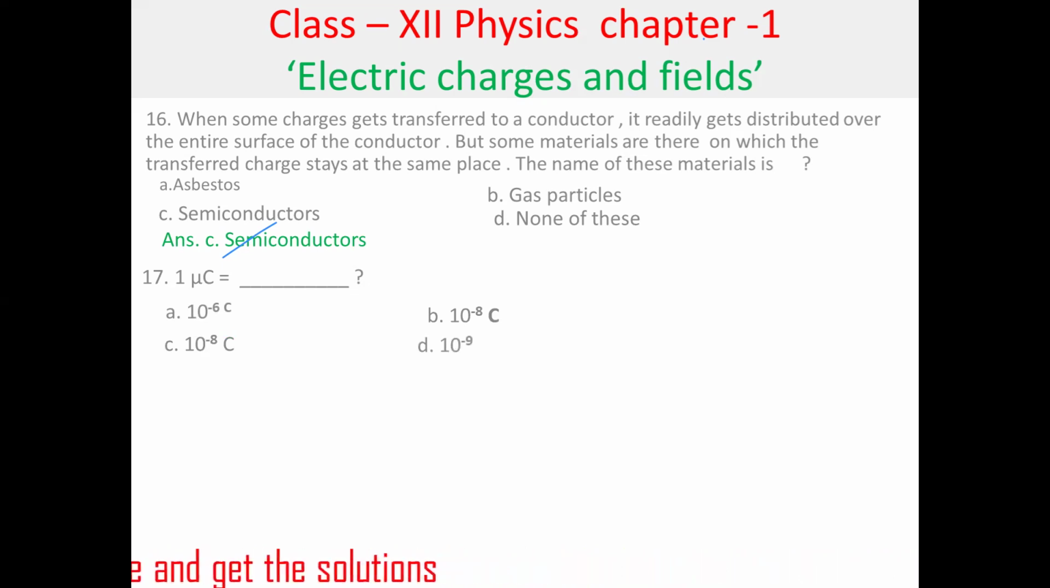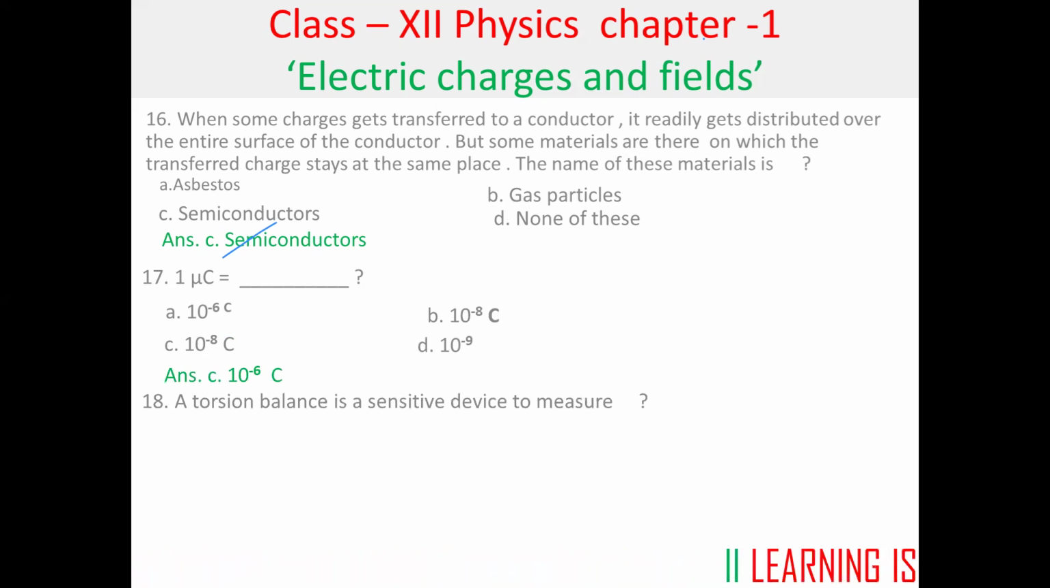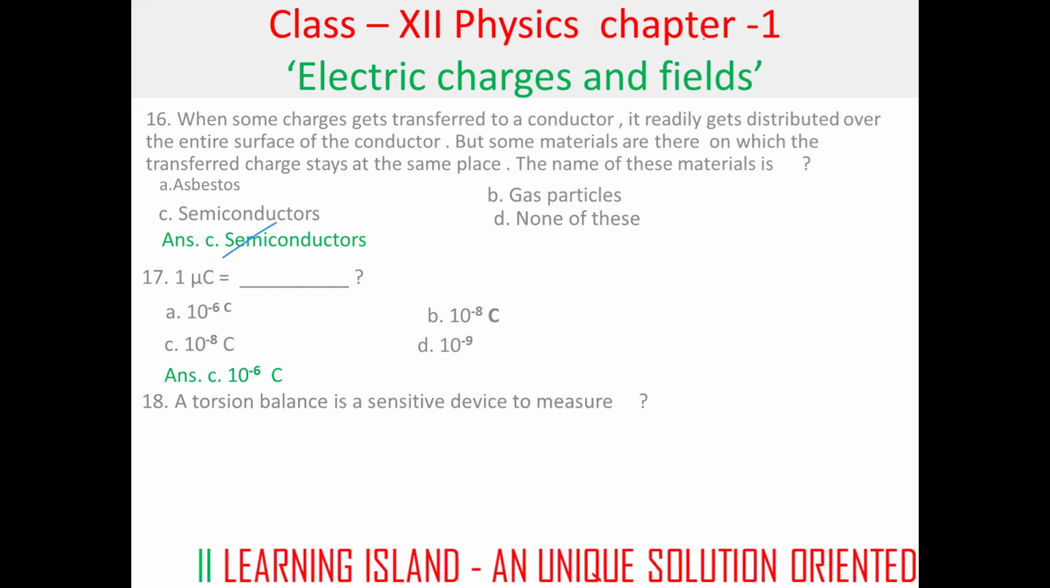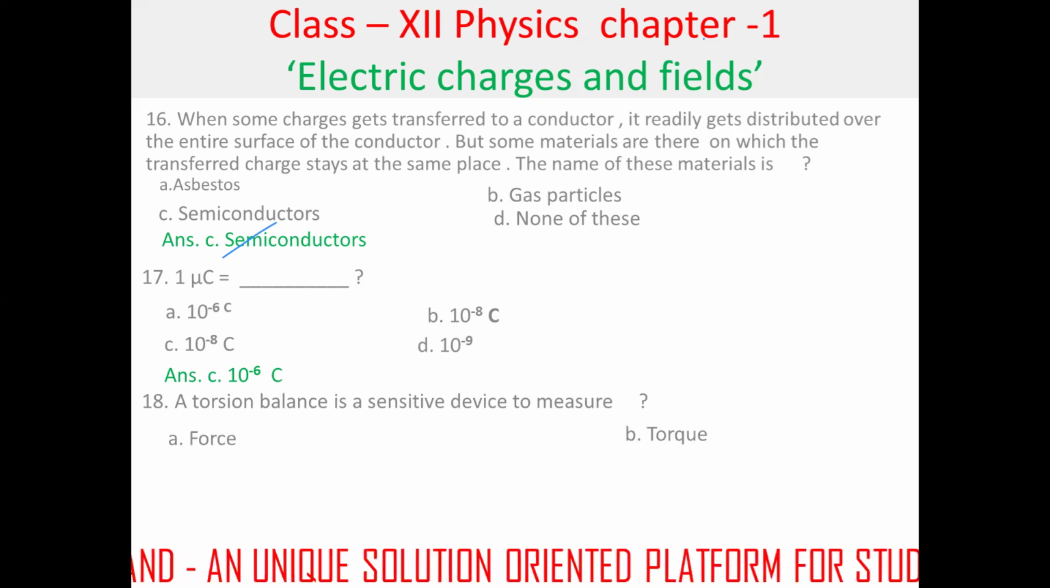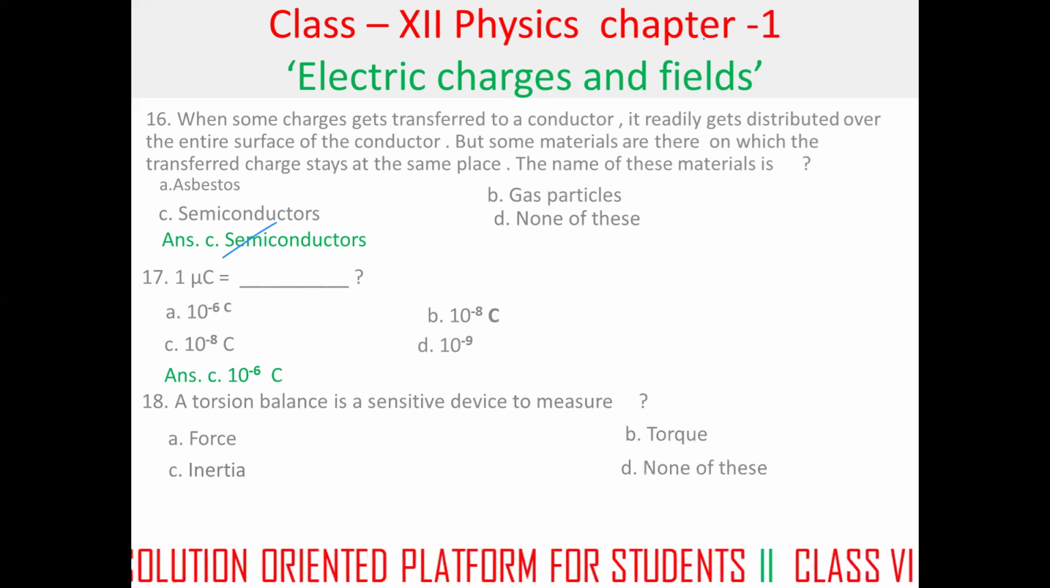So, you know, the answer would be 10 to the power minus 6 coulomb. Question number 18. A torsion balance is a sensitive device to measure what? Force, torque, inertia, or none of these.